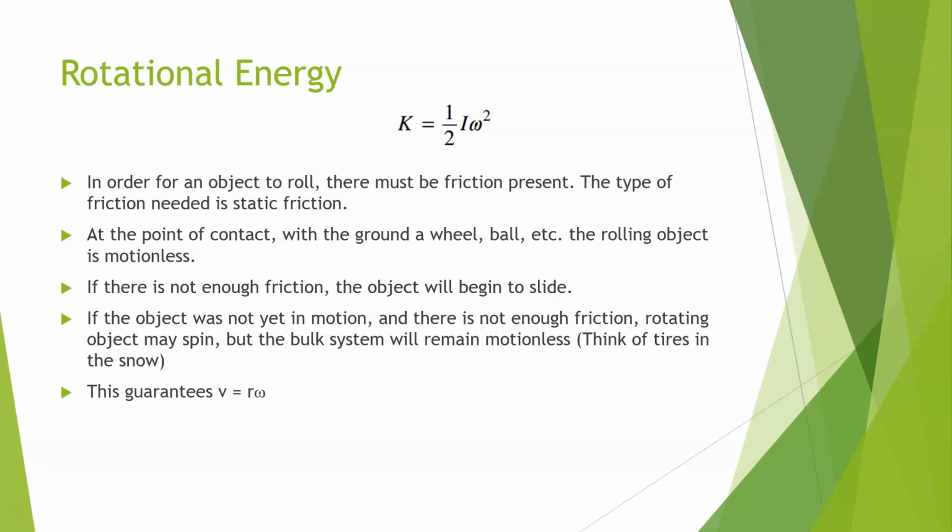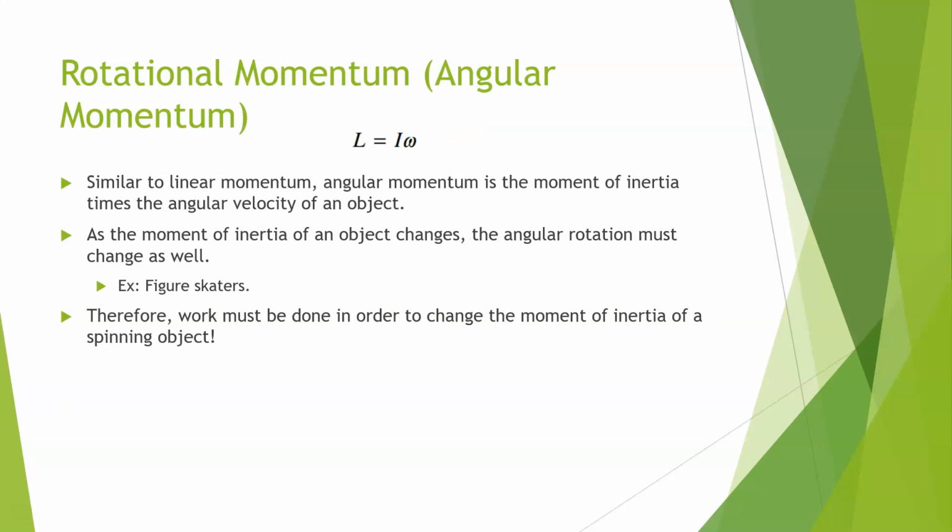In order to roll without slipping, you have to have enough friction where your rolling object is in contact with the ground. If there's not enough friction there, and that friction is static, not kinetic, it will begin to slide, like a block sliding down the ramp. A good example would be your tires in the snow. As they spin and spin and you're not going anywhere, that would be a perfect example where v does not equal r omega. However, when your tires get back onto the concrete road, v equals r omega.